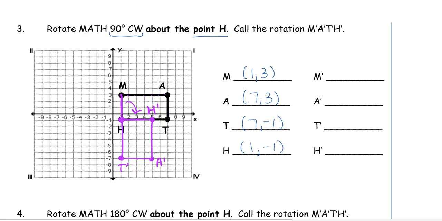and there's going to be my rotation around this center point H. Since H is the center of rotation, the coordinates of H are never going to change. So this is still going to be at 1, -1. Now M moved to 5, -1. A moved to 5, -7. And T moved to 1, -7.